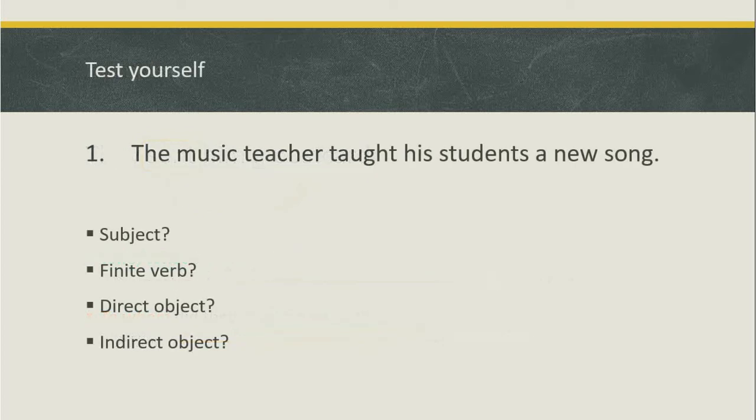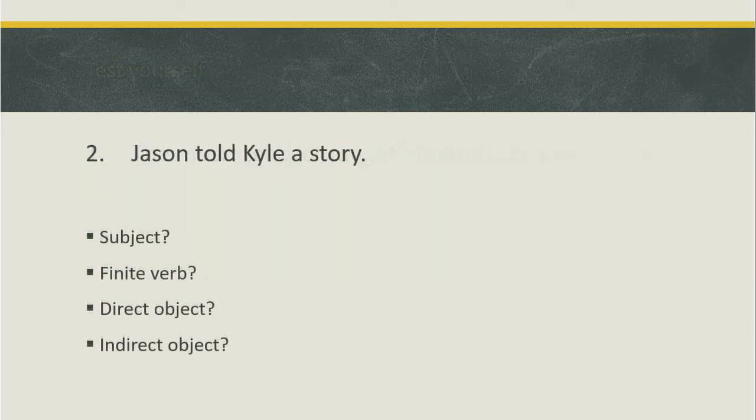The music teacher taught his students a new song. Can you do this one on your own? You should find that taught is the finite verb. The music teacher is the subject. What did he teach? He taught a new song. So a new song is the direct object. And to whom did he teach it? To whom? His students. So the indirect object in the sentence is his students.